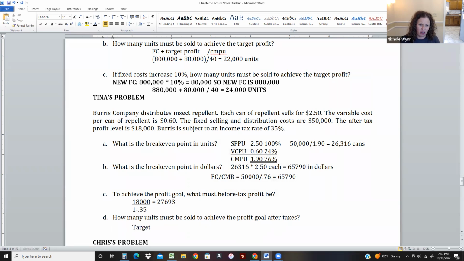So then we would take target profit plus fixed cost and divide by CMPU. So our new target profit is 27,693 plus fixed cost of 50,000. And we're dividing by the CMPU because I want my answer in units. And so I make $1.90 per unit.